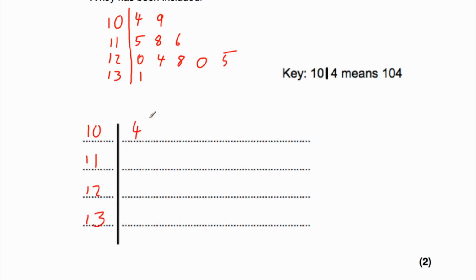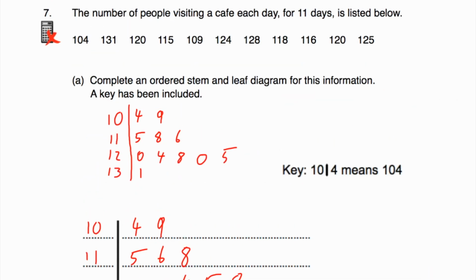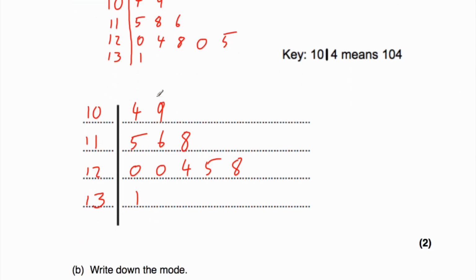So 104 and 109, they were in order, fantastic. Our 110s, so we had 115, 116 and 118, so putting those in order. Putting our next row in order, so 0, 0, 4, 5 and 8, so 120, 120, 124, 125, 128. And finally we've got our 131. And let's just check there are 11 days, so let's check we've got 11 numbers, 1, 2, 3, 4, 5, 6, 7, 8, 9, 10, 11, and they're in order and the key's there for us, so we're done.